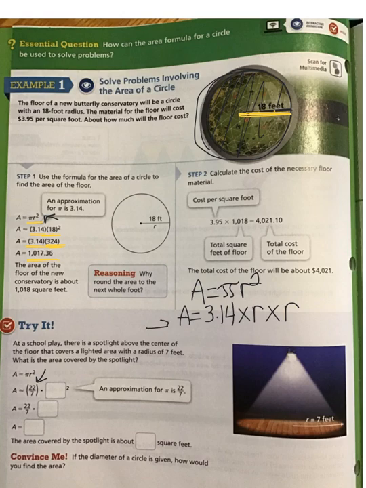So let's look here. We have area equals 3.14 times r squared. They're telling us down here that the radius is 7. So all you have to do now is substitute 7 in for r. 3.14 times 7 times 7. And when you punch that in your calculator, you get 153.86 for the area of that circle.